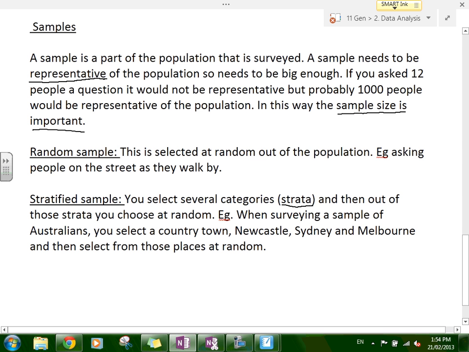So for example, if I wanted to survey a sample of Australians in a stratified way, I would say, well, I want people from a country town, or a couple of country towns, Newcastle, people from Sydney, people from Melbourne. You decide what percentage you want from each one, and then within those strata or groups, it's completely at random. So it's different from being random in the sense you're not just picking from anywhere. You're a bit organized to start with, but then out of those numbers, you're breaking it up into different categories. Are there any questions about stratified samples?